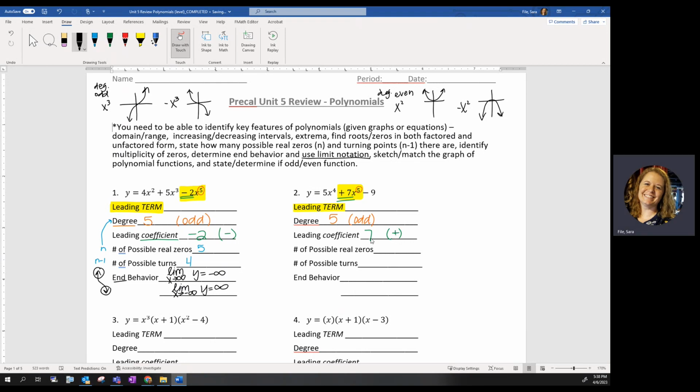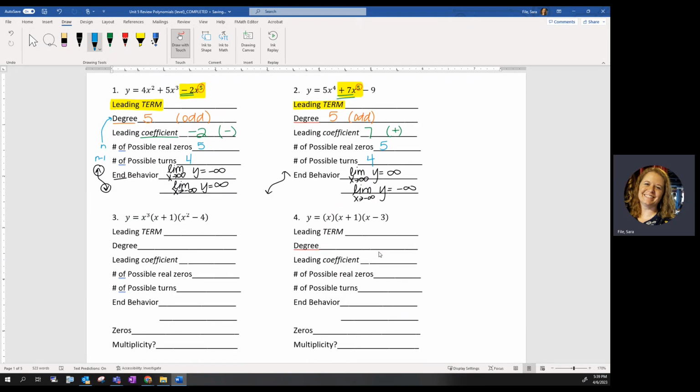So I know my end behavior, if it's odd and positive, I'm picturing this one here, it's going to go up on the right and down on the left. So this would be the limit as x approaches positive infinity, that's the right side. Y is going to positive infinity as well. So the right side's going up. The limit as x approaches negative infinity, that's the left side. Y is going down. It was 5, so that's the possible number of zeros. And so the possible number of turning points is 4, 1 less than that.